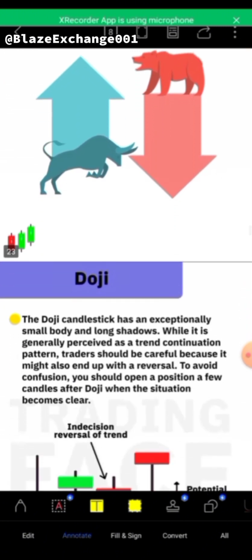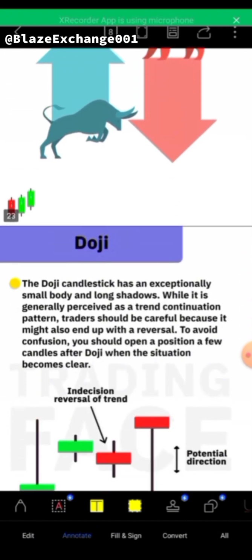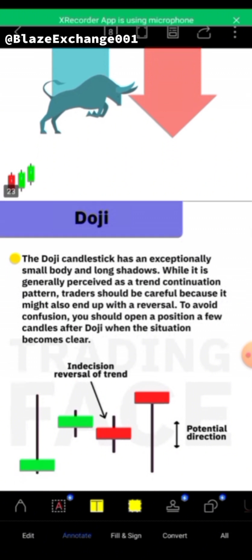And number one, we have doji. That's what I was trying to explain there. They are called doji candlesticks. In the bearish ones, we have evening star and others. So this one, number one, we have doji. They say the doji candlestick has an exceptional small body and long shadow.